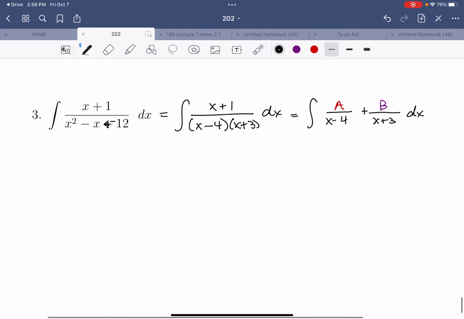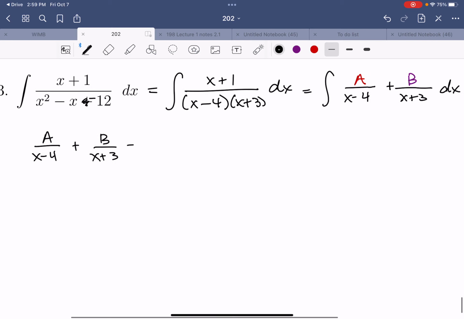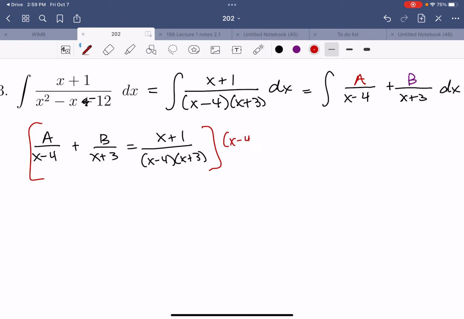Okay, from there, I've got to figure out my A and B. So I have A over x minus 4 plus B over x plus 3, and that has to be equal to x plus 1 over x minus 4 times x plus 3. In order to cancel our denominators, we're going to multiply everything by x minus 4 times x plus 3. And when I do that, we get A times x plus 3 plus B times x minus 4, and that has to equal x plus 1.